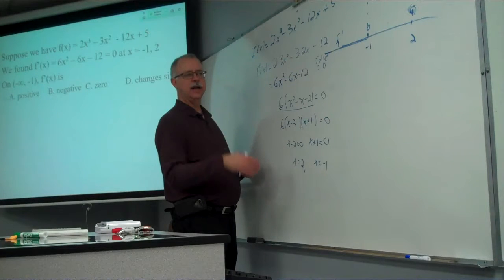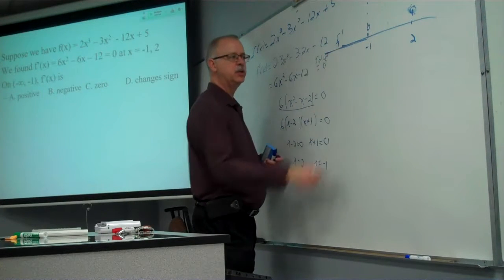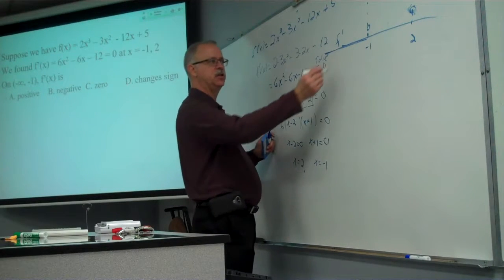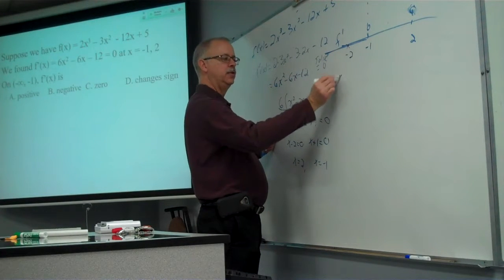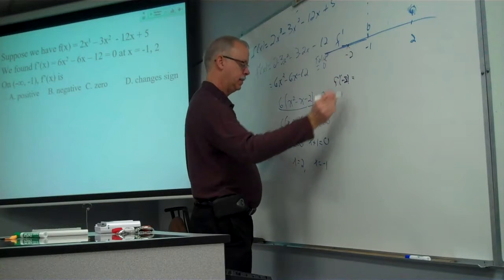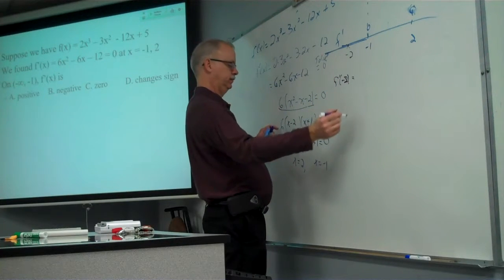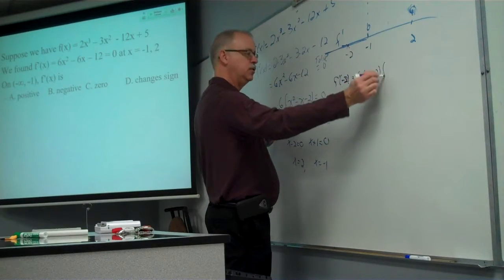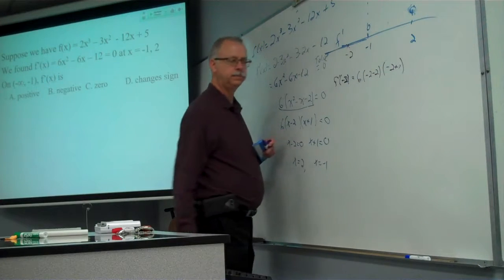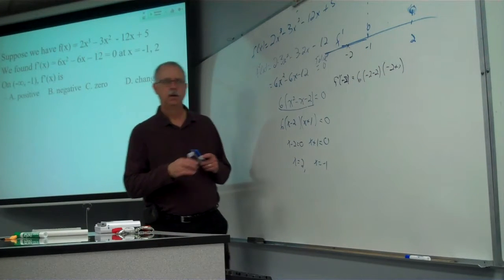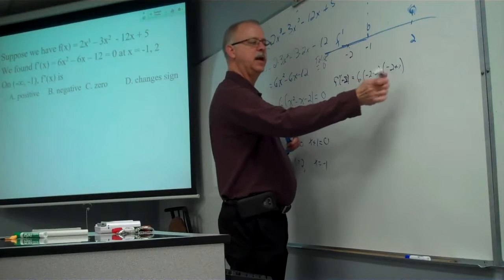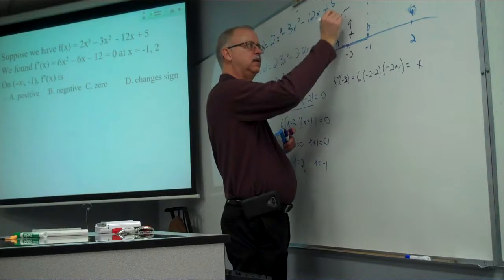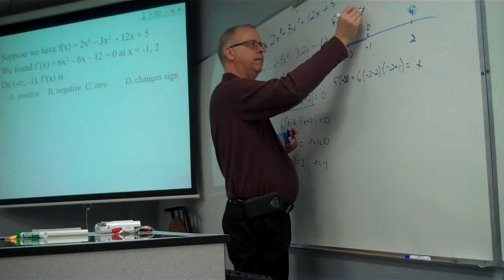So from negative infinity to negative 1, since nowhere in here is it ever 0, if it's positive once, it's always positive. If it's negative once, it's always negative. So let's just test a point, say negative 2. The derivative at negative 2, I'm going to use the factored form: 6 times negative 2 minus 2 times negative 2 plus 1. 6 times a negative, that's going to be positive, which tells us the function's increasing here.